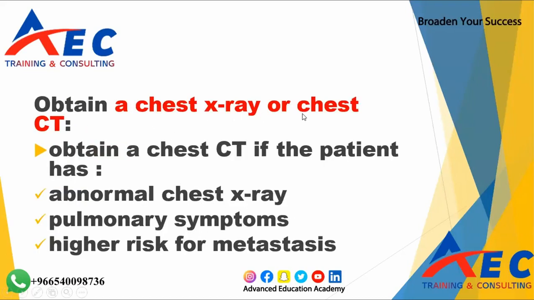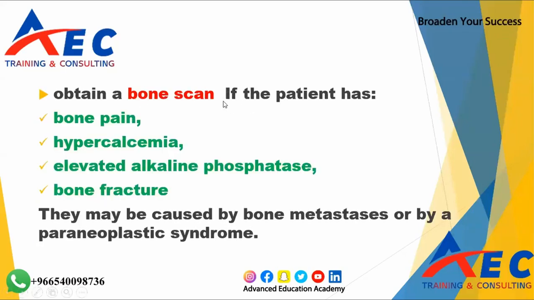Obtain a chest X-ray or CT chest if the patient has an abnormal chest X-ray, pulmonary symptoms, or high risk for metastasis; better to do a CT for them instead of a chest X-ray. But we will start with a chest X-ray at first. Obtain a bone scan if the patient has bone pain, hypercalcemia, elevated alkaline phosphatase, or bone fracture. The bone fracture might be caused by metastasis or paraneoplastic syndrome.